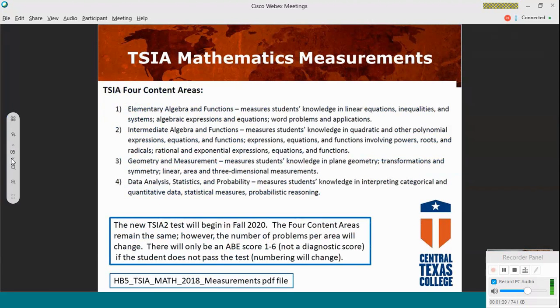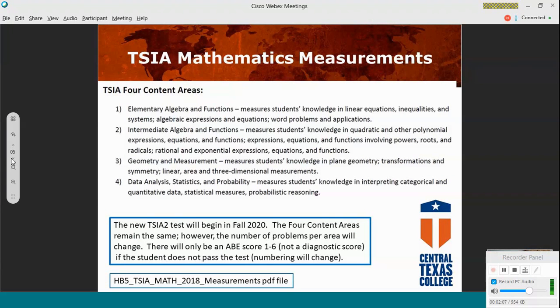So first we looked at the TSI assessment mathematics measurements. We have 4 content areas: elementary algebra, intermediate algebra, geometry, and statistics and probability. These are the different areas that the students take the test. They mostly have the elementary and intermediate algebra, but they also have problems on the geometry and statistics.